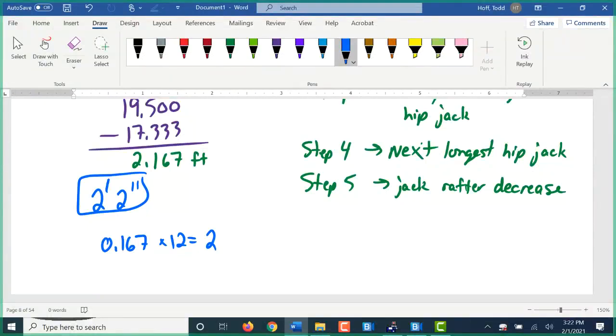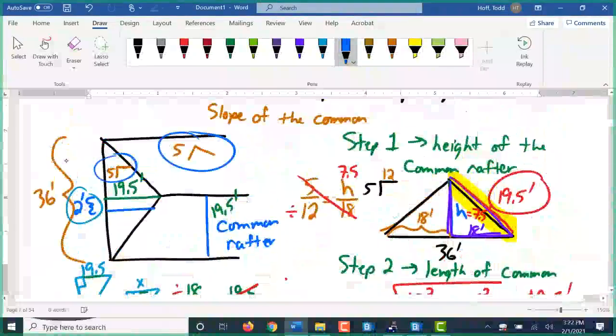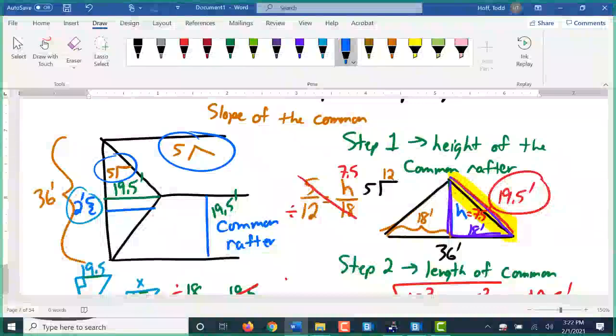So that means each of those jacks is 2 feet and 2 inches shorter than the previous jack. Does that make sense? Any hip roof that is 5/12 slope on both sides, that 2 feet, 2 inches is the jack rafter decrease. Doesn't matter what the span is. Both slopes are 5/12, it's going to decrease by 2 feet, 2 inches.